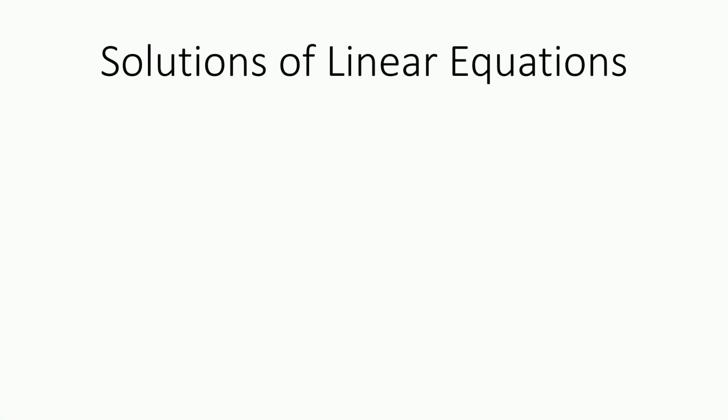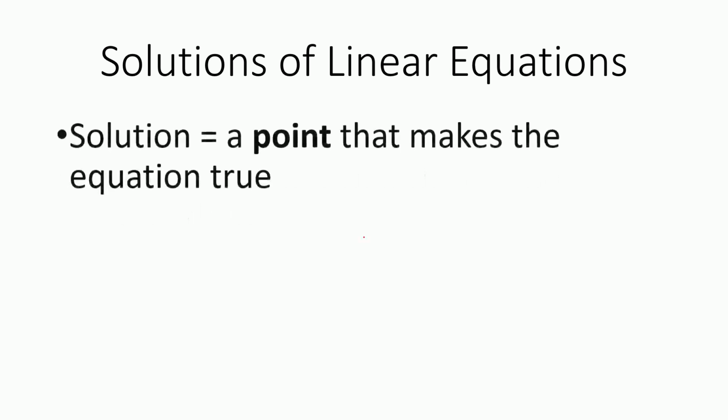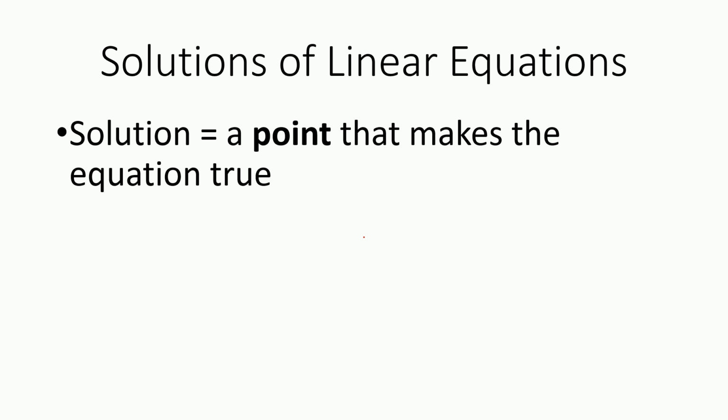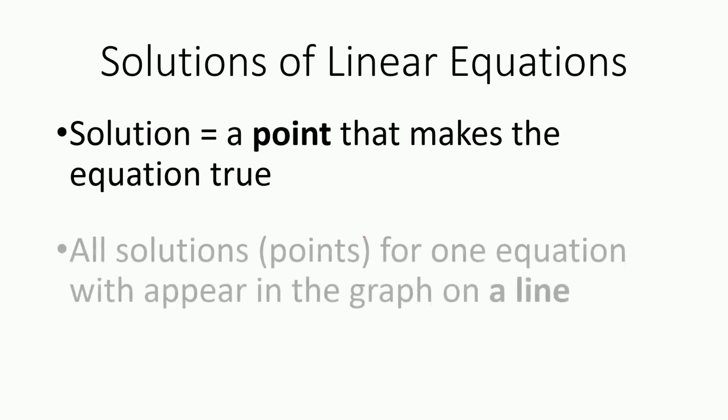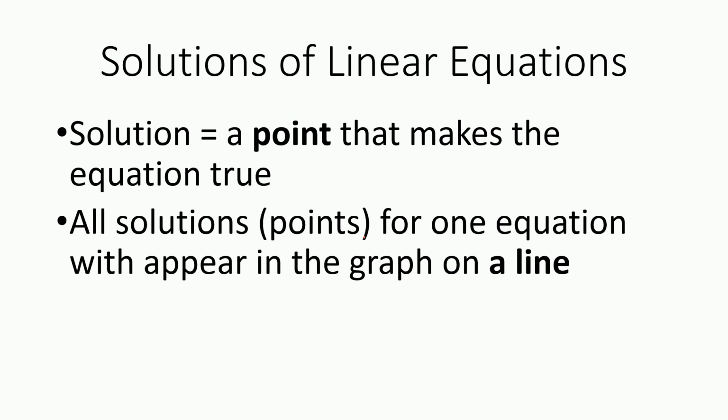So when it comes to solutions of linear equations, previously when we solved equations with one variable, we found a value that made the equation true. But now that we have linear equations and we're going to have two variables, those two variables have to both have a value that'll make a linear equation true. So any solution is going to be a point that makes the equation true. And when we say a point, we mean an ordered pair on a graph, an x and a y coordinate. All of those solutions, those points for a single equation, will appear in the graph on a single line.